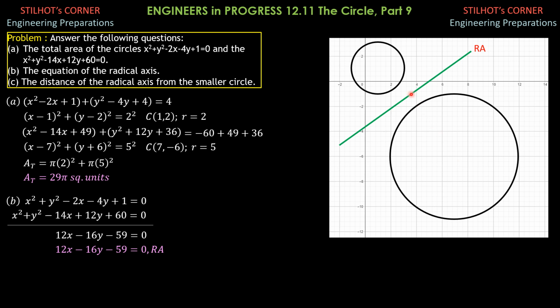So this is the radical axis. When y is 0, x is 59 over 12, that's 4 point something. And when x is 0, y is negative 59 over 16, so that's about negative 3 point something. That's why this is the radical axis. That's (1, 2). This is the radical axis. This is the required distance of the radical axis from the smaller circle. It has also distance from the center, and this is the center of the bigger circle. Distance between the centers of the circles is denoted by d.